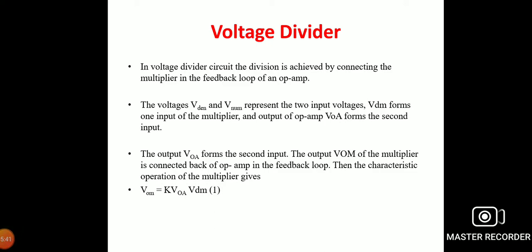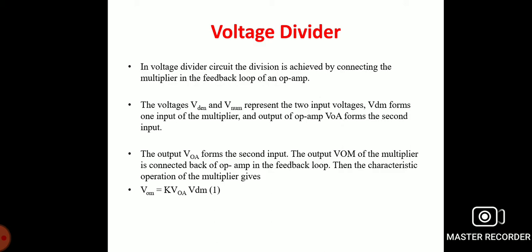So in the voltage divider, the division is achieved by connecting the multiplier in the feedback loop of an operational amplifier. The denominator voltage and the numerator voltage represent the two input voltages. It forms one input of the multiplier, and the output of the operational amplifier forms the second input.